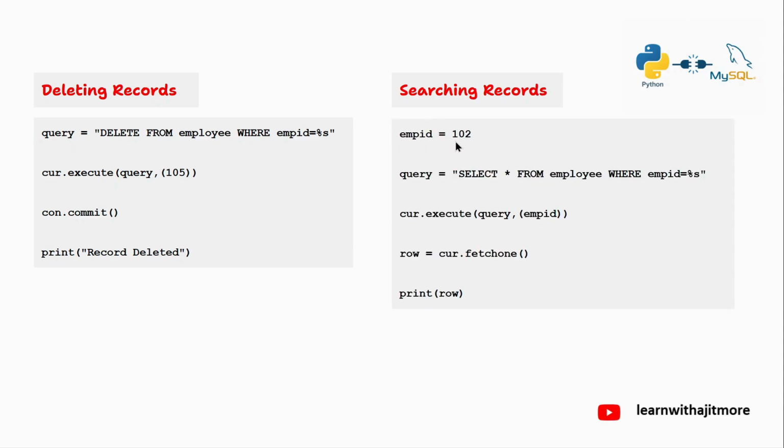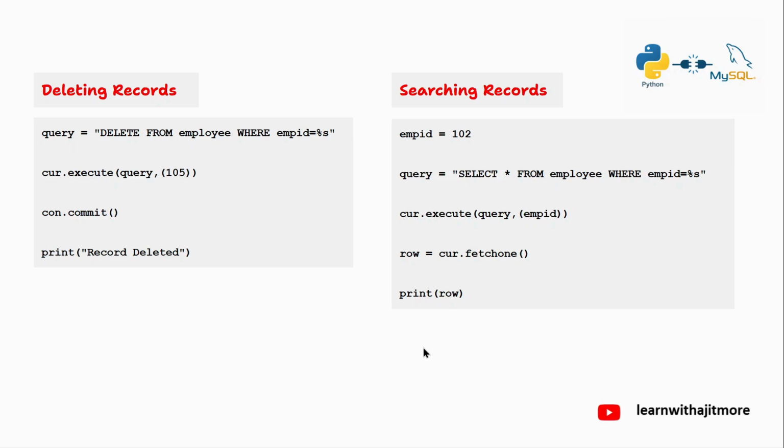Okay, let's see. I want the details of employee ID 107. So I'm giving a query like this. Select star from employee where employee ID equal to that placeholder, %s. Then you are executing the query. You're giving the query and that tuple, the employee ID value in that tuple. Then you get the record from the employee table which is matching that employee ID. You're fetching that record and you're printing.